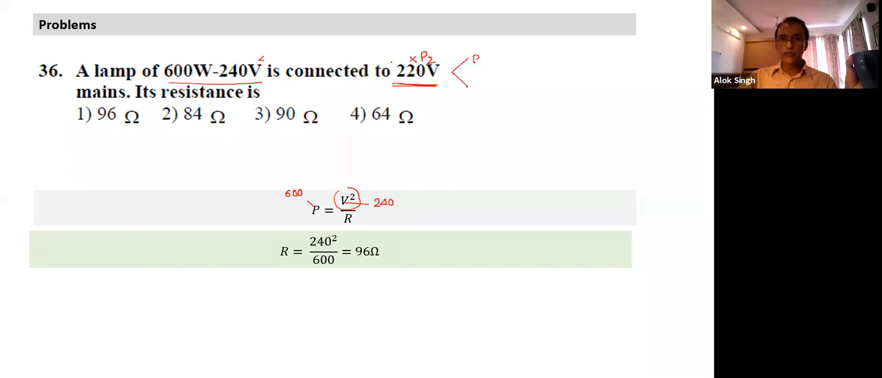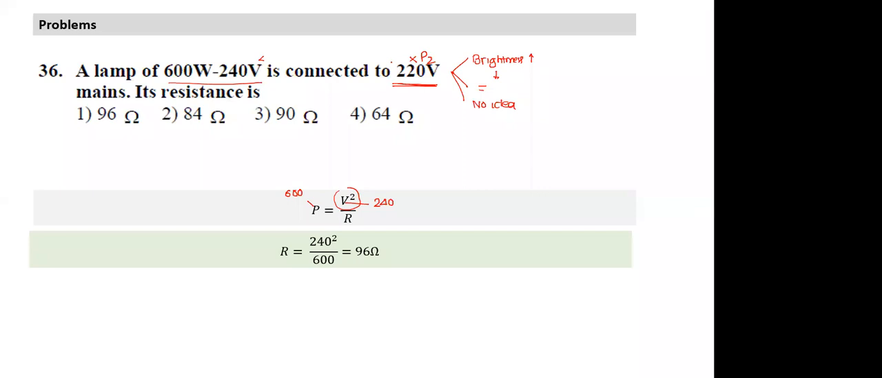So if I connect across 220 volts, will it have the same brightness, more brightness, less brightness, or no idea? Okay, let me ask some of you. Anirudh, what will happen if I connect?